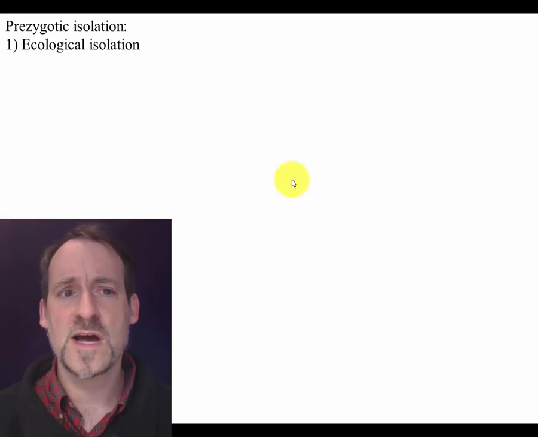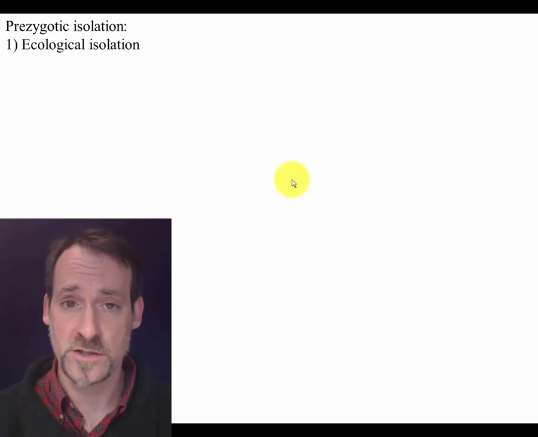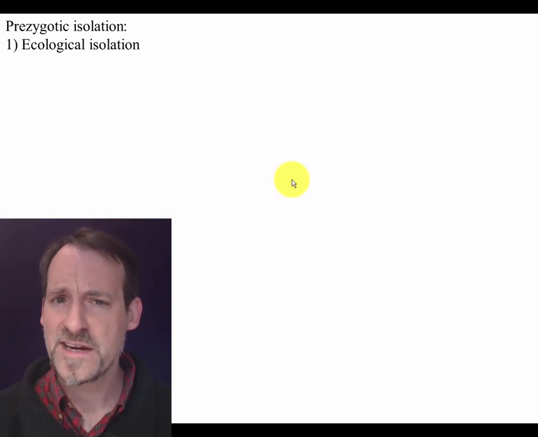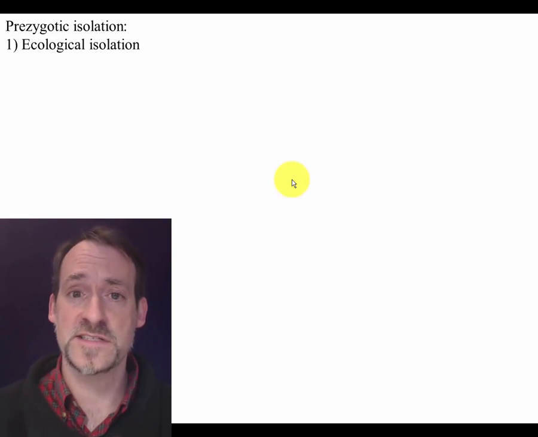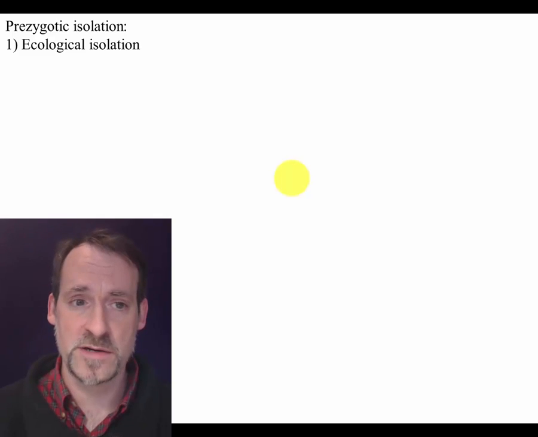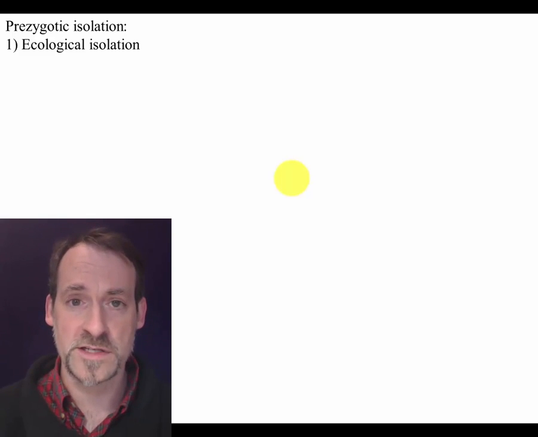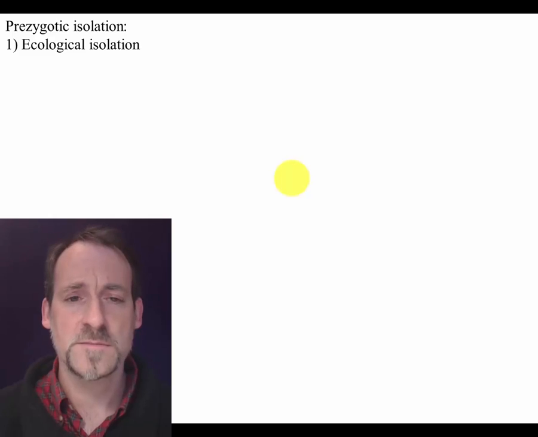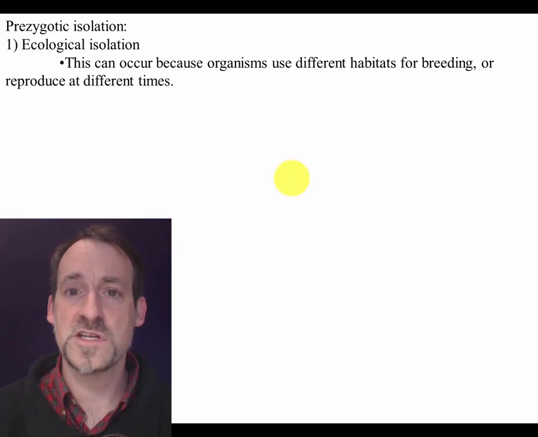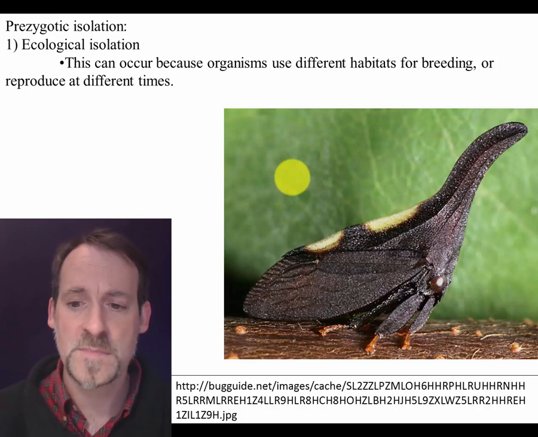There are a number of different kinds of prezygotic isolating barriers. Remember, that's barriers that act before fertilization occurs. One category of this kind of isolating barrier is what's called ecological isolating barriers. Ecological isolation occurs basically because two groups of organisms don't meet. Let's say they use different habitats for breeding, or let's say they reproduce at different times of the year.